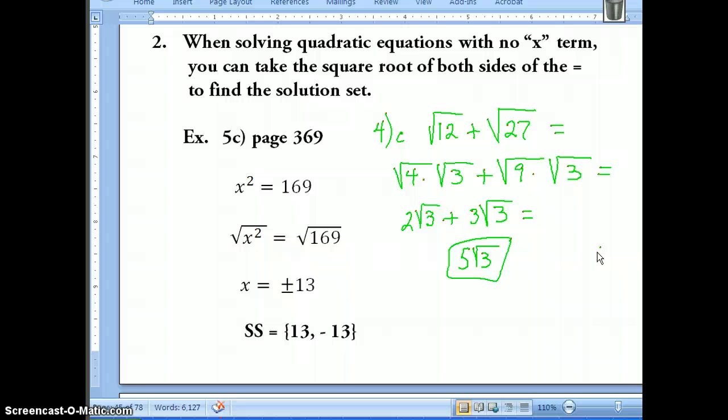I hope that helps you out tonight. Again, you're doing 1 through 8, the ABCs. We've already done the first 5 C problems.